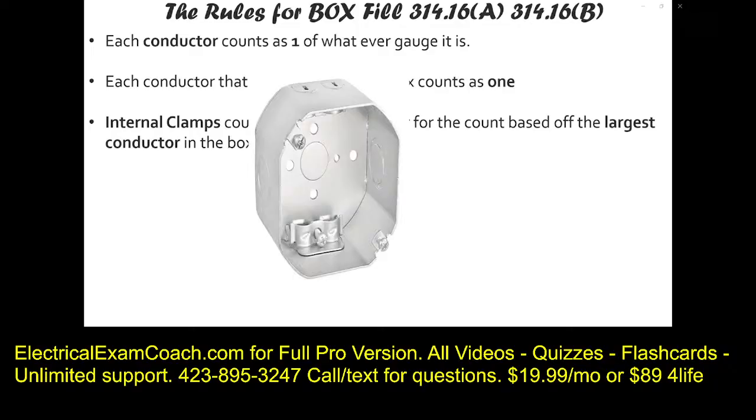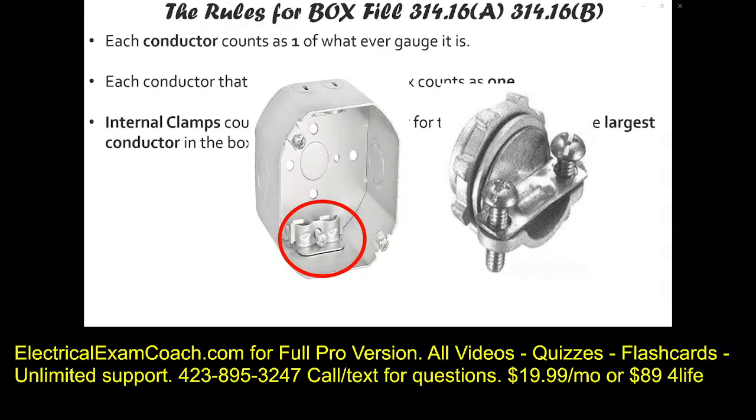This is an internal clamp. The clamping mechanism is inside the box. Well, it's taking up some of my space, so we have to account for it somehow. What this code is stating is it doesn't matter if I have 1 or 5 of these clamps, we're only going to count it as 1, and it's going to be grouped with whatever the largest conductor is in the box. Meaning if I have 12 and 10 gauge conductors inside that box, this internal clamp would count as 1 10 gauge conductor. All of the fittings we're going to convert over to conductors, then the conductors we're going to convert over to the cubic inches, and you'll know more of what that means as we go through this lesson.